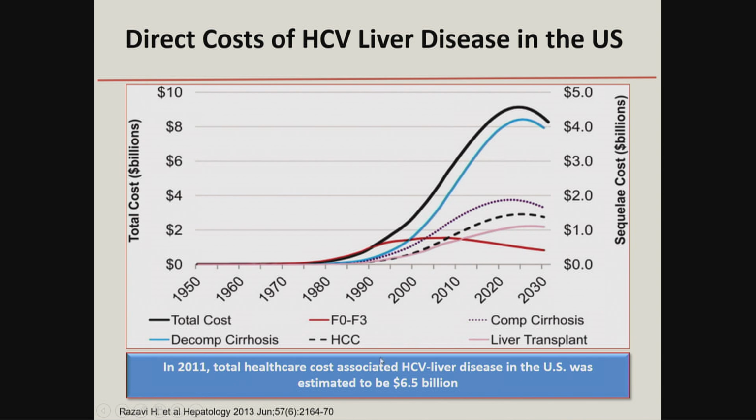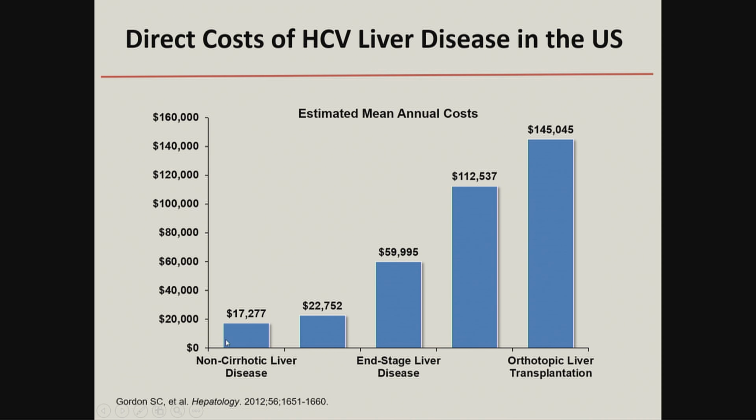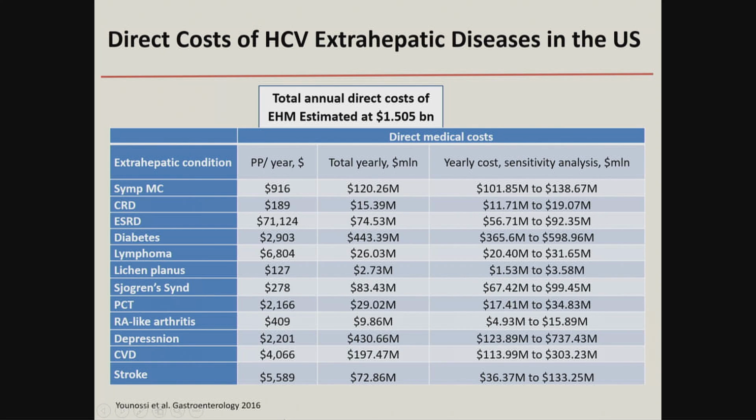This data came from the United States. It looked at 2011. As you can see, because of the baby boomers, the expectation was to have a significant rise in the cost associated with liver disease of hepatitis C in the United States. And that was estimated for 2011 to be about $6.5 billion. Of course, as you go to more advanced liver disease, for example, patients who have end-stage liver disease of cirrhosis, HCC, or even requiring liver transplantation, the cost will go up substantially.